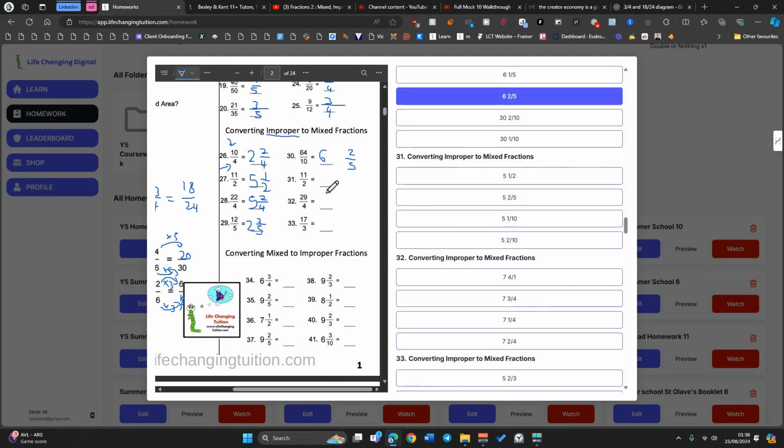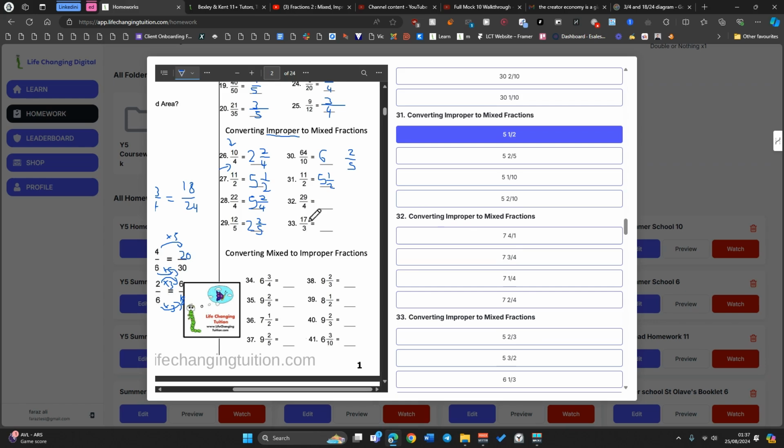Question 31, how many times does 2 go into 11? 5 times, there's 1 left over, and there's 2 left here. It looks like it's the same question as 27, but it's just testing you anyway. So 5.5.